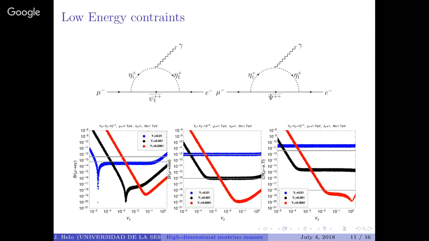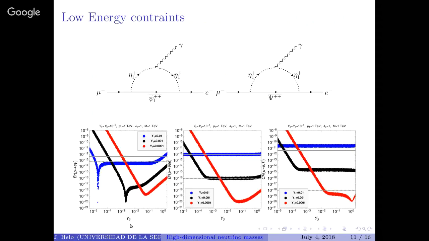As is well known, experimental upper limits on lepton flavor violating decays provide important constraints on TeV scale extensions of the Standard Model. In this figure, we show results for calculated branching ratios of mu going to e gamma, mu going to eee, and mu-e conversion for different choices of parameters as a function of one of the Yukawa couplings, in this case, Y3.